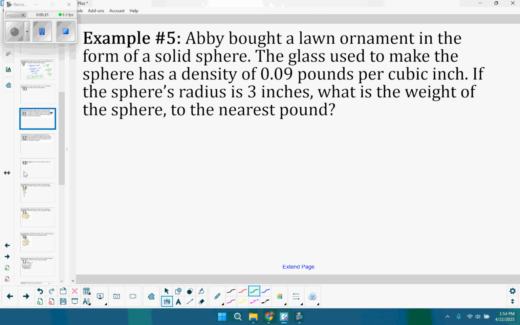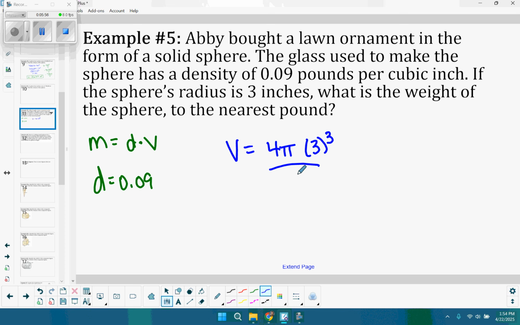For example 5, Abby bought a lawn ornament in the form of a solid sphere. The glass used to make the sphere has a density of 0.09 pounds per cubic inch. If the sphere's radius is 3 inches, what is the weight of the sphere to the nearest pound? We know that weight means mass, so mass equals density times volume. We know D is 0.09, but I don't yet know V. To find volume, we know that the radius is 3. So we're going to have 4 pi 3 cubed over 3.